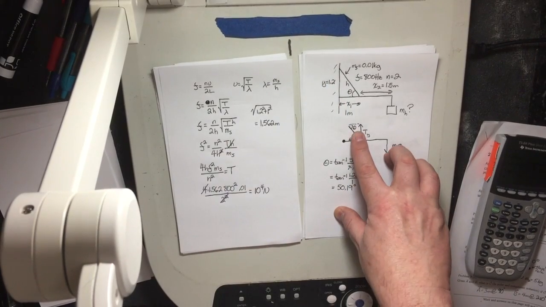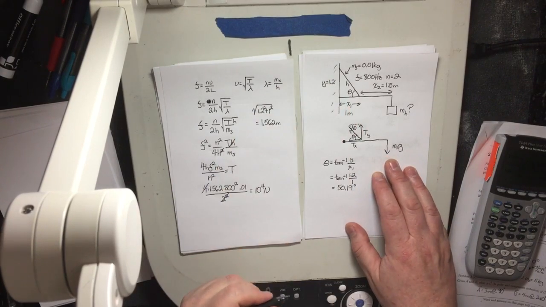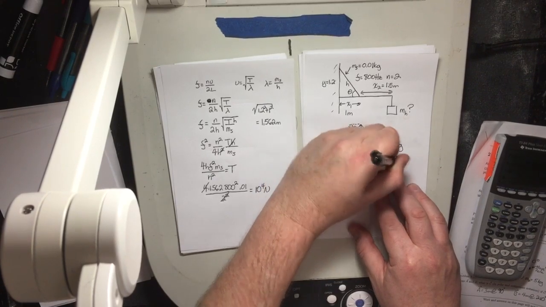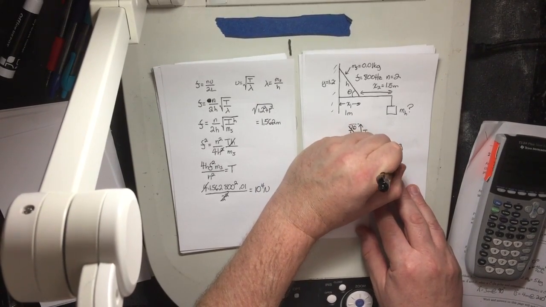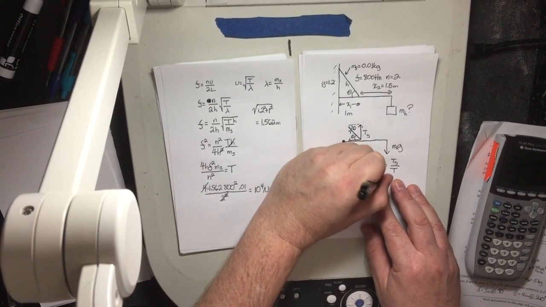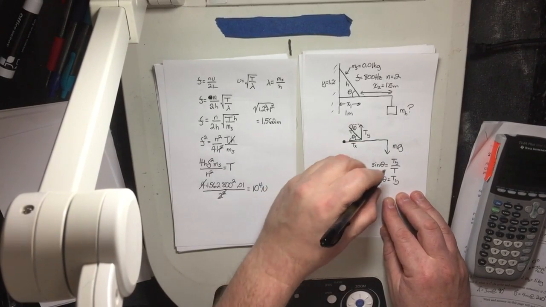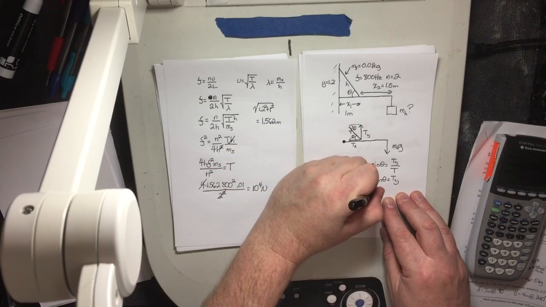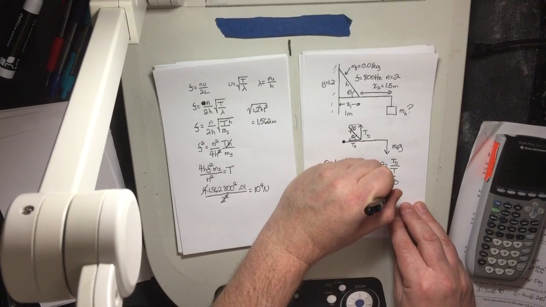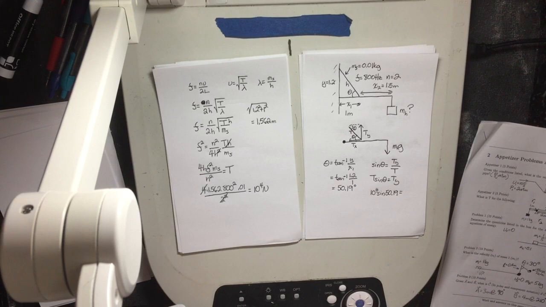Because that's theta, and you know the relationship: sine theta is Ty over T. So T sine theta is equal to Ty. So this becomes 10 to the fourth times sine 50.19 is equal to Ty.